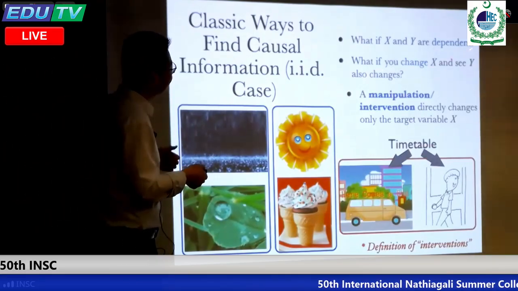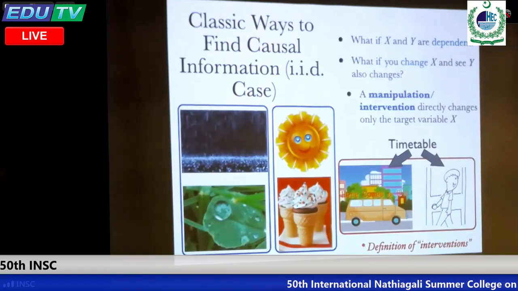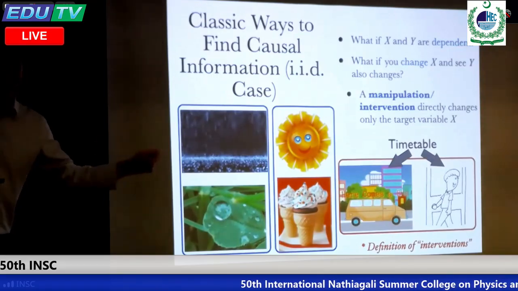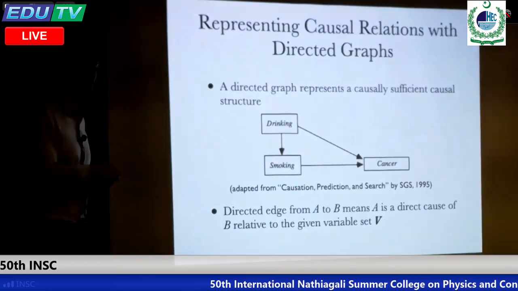By making use of intervention, you can really verify a lot of causal relations. But we know it's very hard to apply interventions because you have to make sure this action changed only this particular variable. Okay, so this is how we can represent the causal relations.